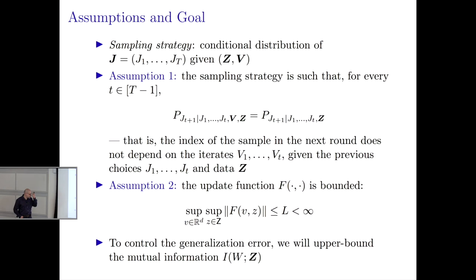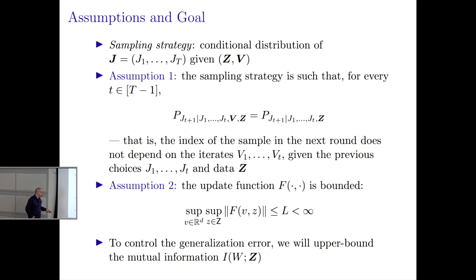That's a reasonable assumption. In other words, at each iteration, the index of the sample is going to be the lucky winner at that iteration if you know which indices you've picked previously and you could look at the entire data set that's not affected by the previous iterates. First assumption. Second assumption is the update function f is bounded in norm.